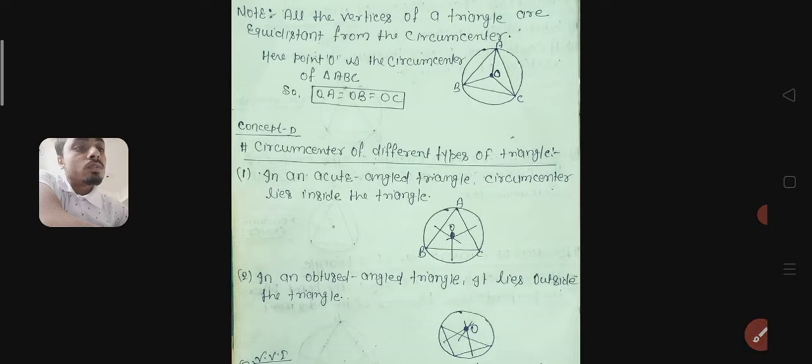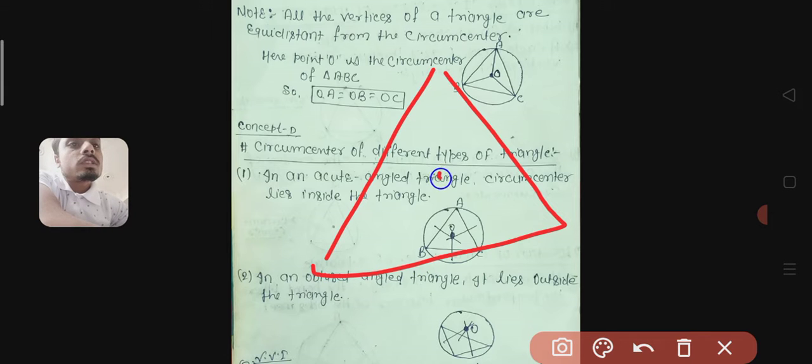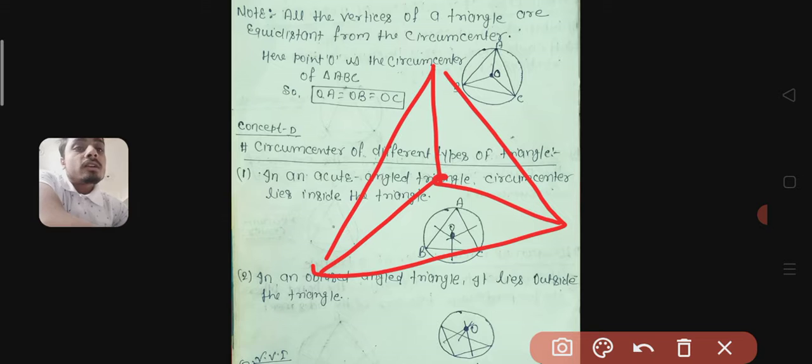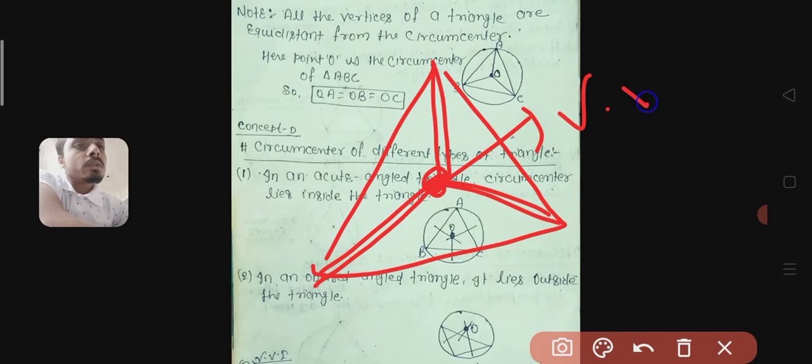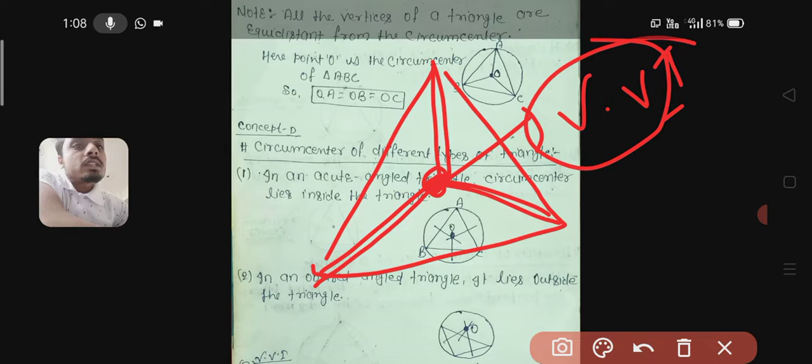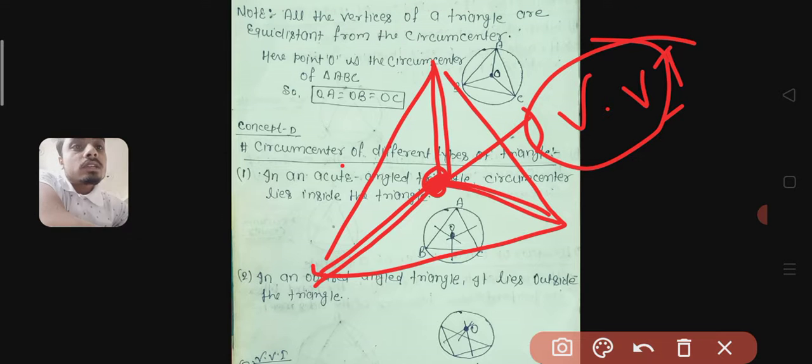Now we will learn one of the most important points: the circumcenter is equidistant from all three vertices of a triangle. Yes, this is one of the most important points about the circumcenter. The circumcenter is equidistant from all three vertices of a triangle.